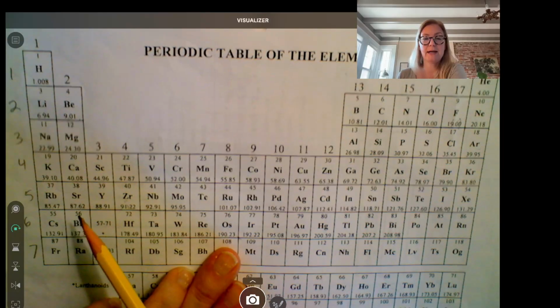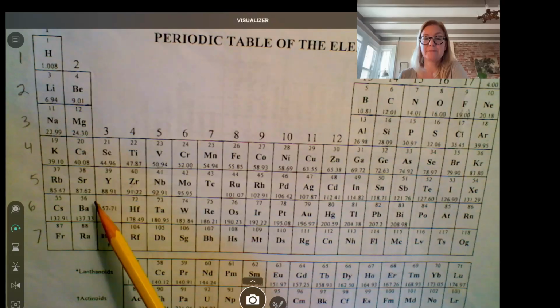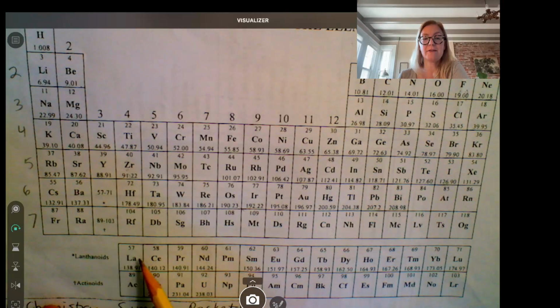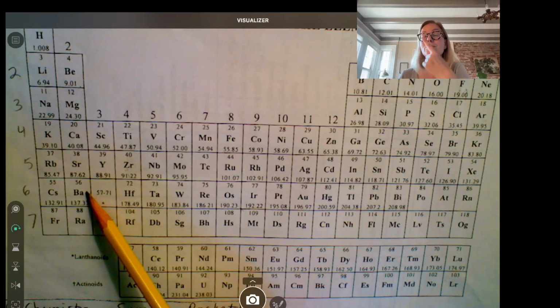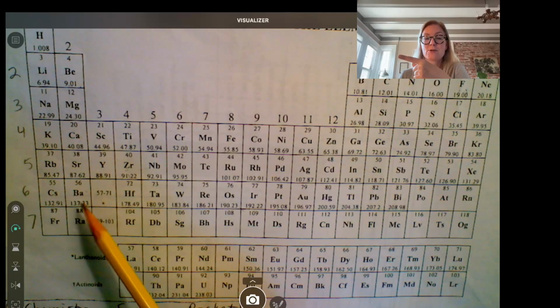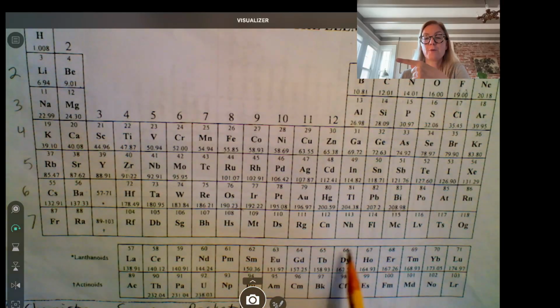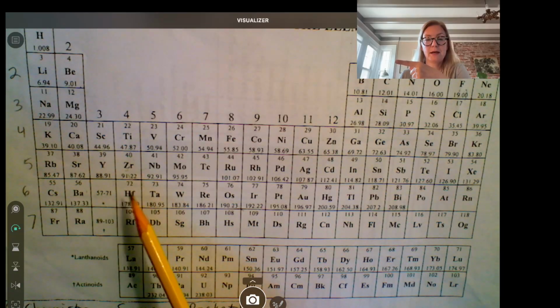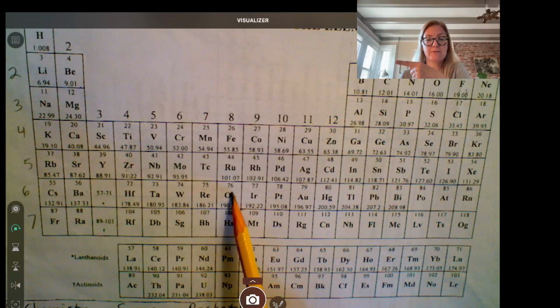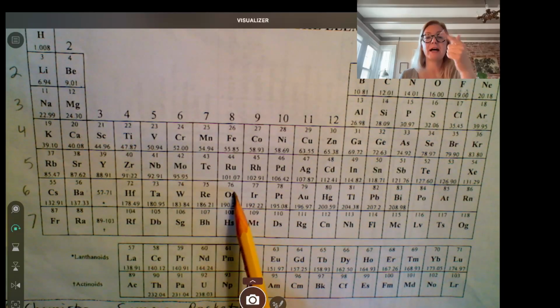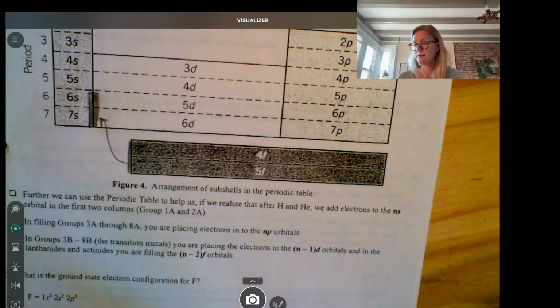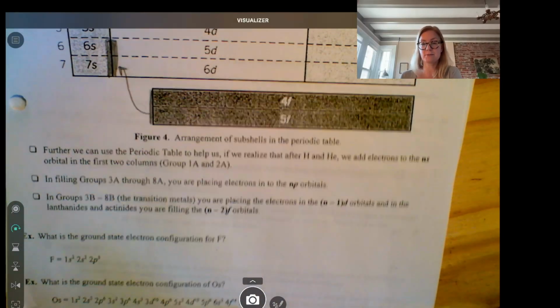6s2. Now this is where things get real tricky. We jump down to the F block. Okay, so 6s2. The F block is 2 levels behind. So 6s2, 4f14, and then we're back on level. We've got to get to osmium, so it'll be 5d, 1, 2, 3, 4, 5, 6, 5d6. Okay, and let me see if I'm right. Oh, it ends in 5d6. Okay.